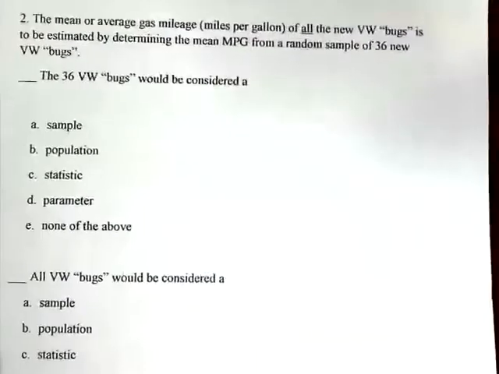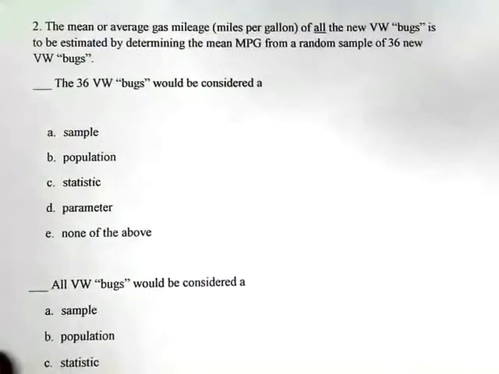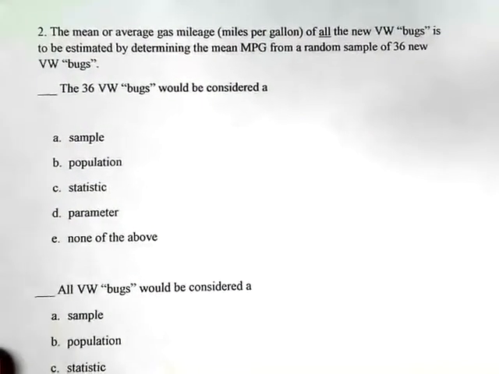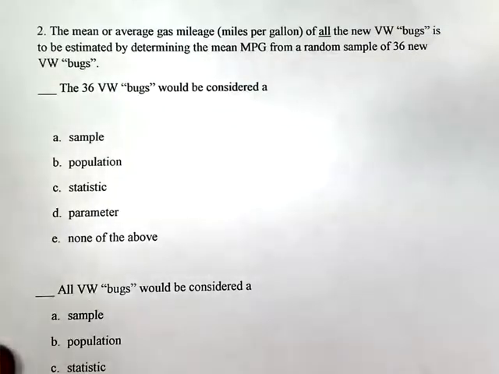A second example that I want to give to you deals with a car example here. So what we've got here is the mean or average gas mileage, miles per gallon, of all new VW bugs is to be estimated by determining the mean miles per gallon from a random sample of 36 new VW bugs.